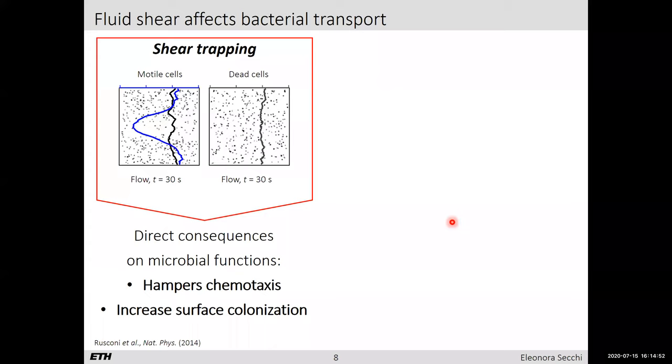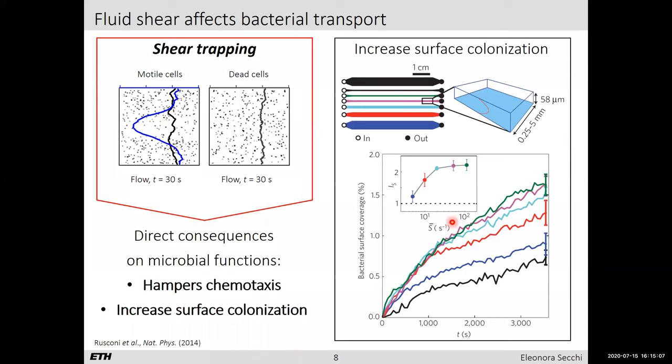Basically, this effect can have direct consequences on important microbial functions. For example, it can hamper chemotaxis, or, talking about surface colonization, it can increase it quite deeply because we will find more cells close to the wall, and so the encounter rate with the wall will be increased. And as we can see here in this experiment that was done with Pseudomonas aeruginosa and having several channels in parallel, shear was varied. At increasing shear, basically the attachment was tripled. And so we can see that this effect was really, really important.